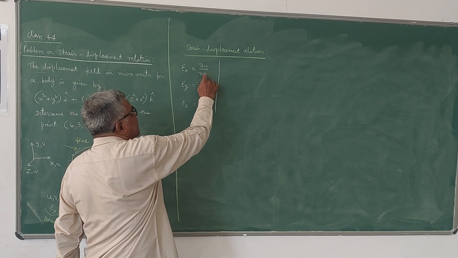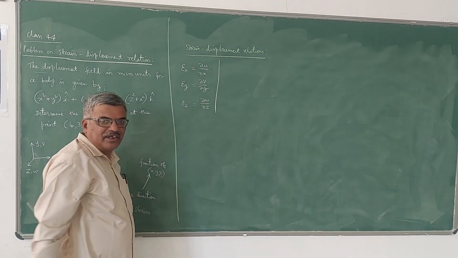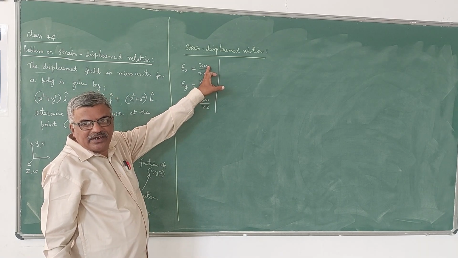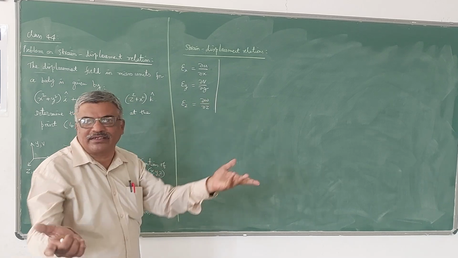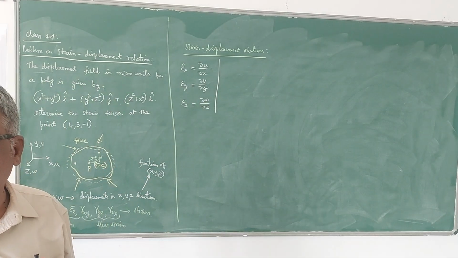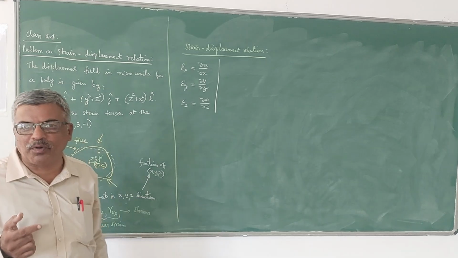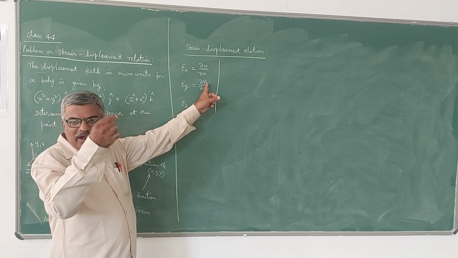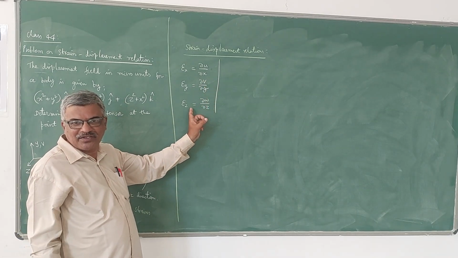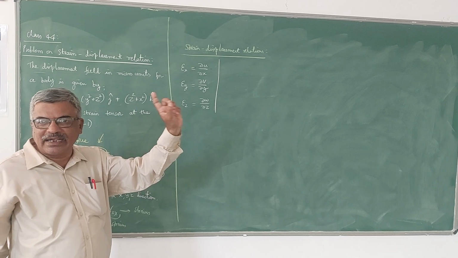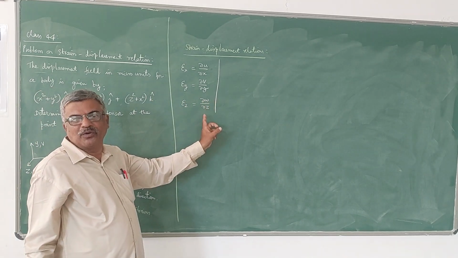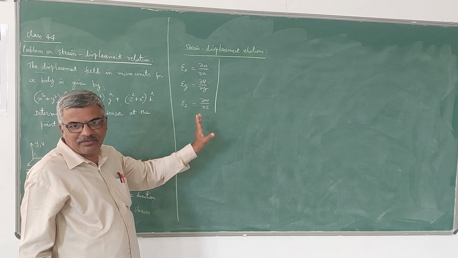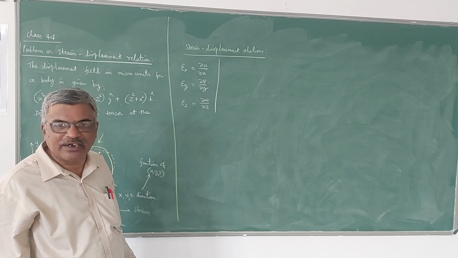When they are differentiated with respect to those particular directions: if you want epsilon x, u is the displacement component in x direction, so we differentiate it with respect to x. For epsilon y, the displacement component in y direction is v, so dou v by dou y. For epsilon z, the displacement component in z direction is w, so dou w by dou z. Very easy to remember. These are normal strains, which act perpendicular to the area, just like normal stresses.